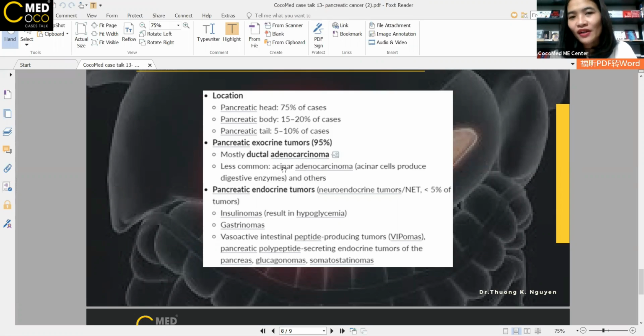We also divide into pancreatic exocrine tumors and pancreatic endocrine tumors. The most common are the pancreatic exocrine tumors, which are mostly ductal adenocarcinoma. In this case, patient number 2 is suspected to have pancreatic adenocarcinoma. Okay, that's all the information I can give you about this topic.